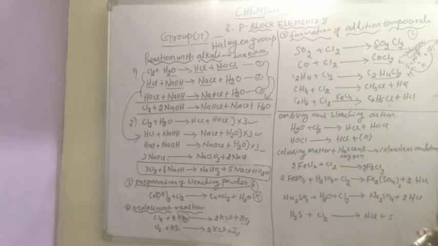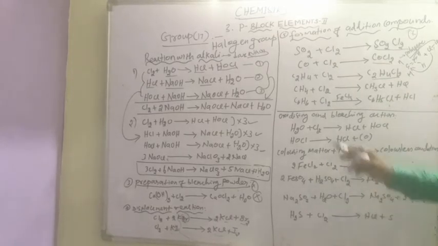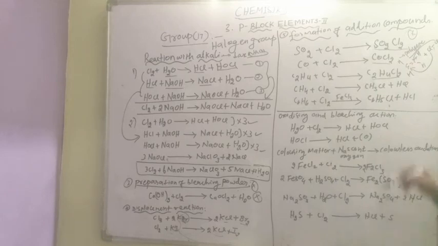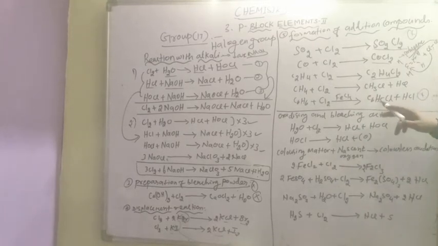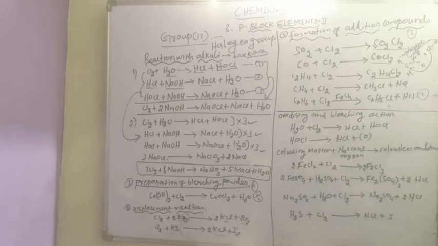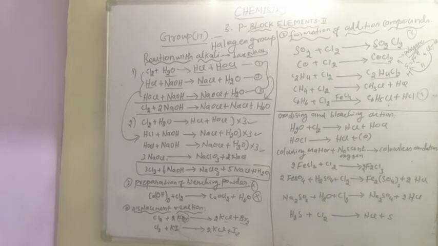Further, methane reacts with chlorine to give methyl chloride, and benzene reacts with chlorine gas. It is an organic reaction, a familiar reaction, to form chlorobenzene. These are addition compounds. So these are the simple properties.